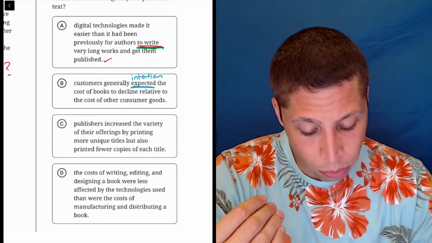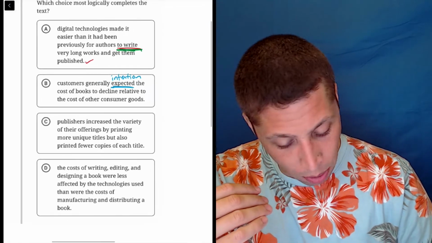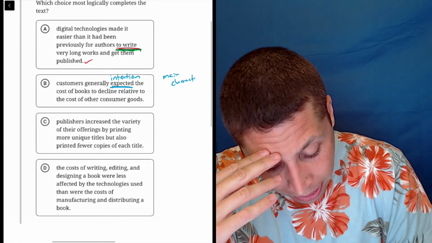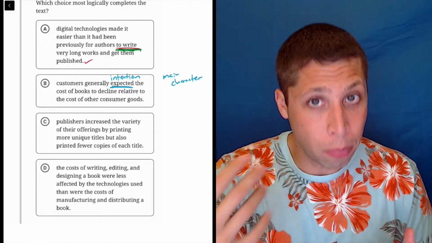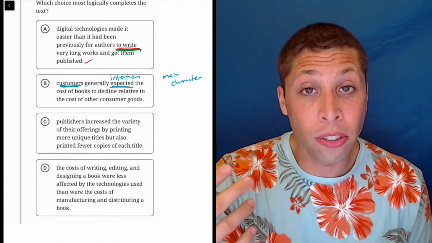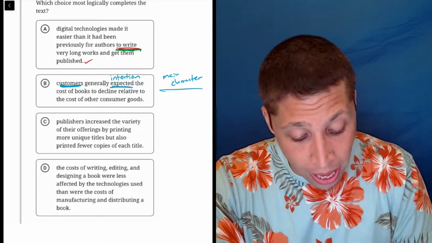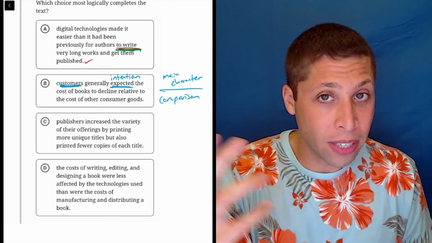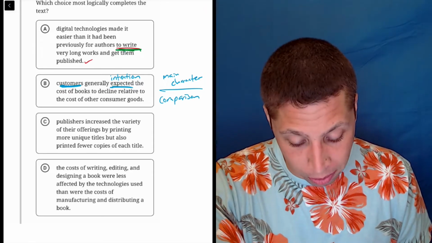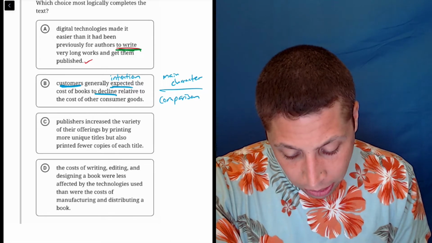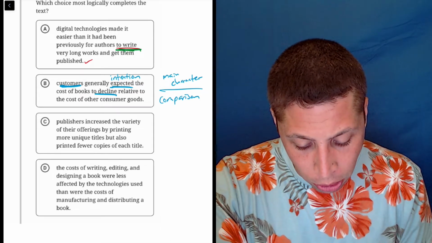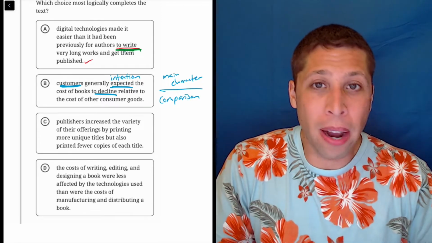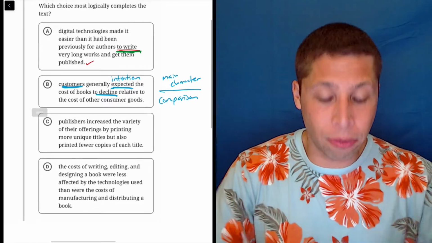This choice also does something else, I'll put it here: it confuses the main character, right? The main character is the authors and the books, not the customers. So that part is also wrong. And another problem is this is making a comparison that I don't really have any evidence for either. So the comparison sticks out to me. It's declining relative to the cost of other consumer goods. So we're comparing the cost of books to the cost of other things. That comparison just doesn't exist in here. So there's a lot of red flags for this choice.